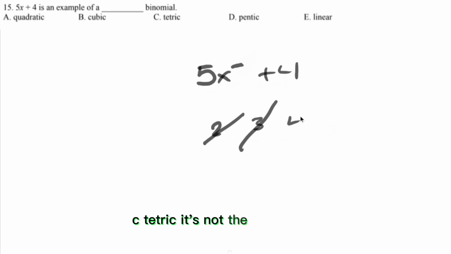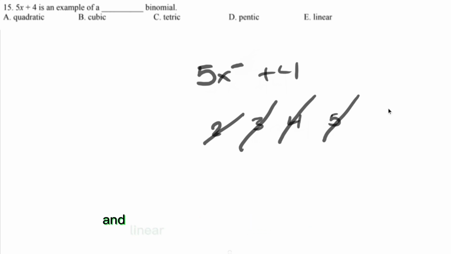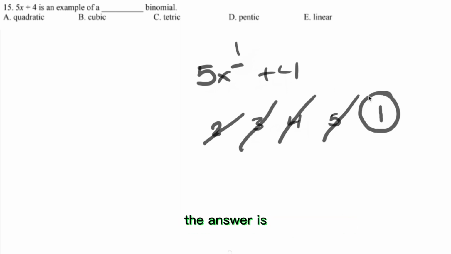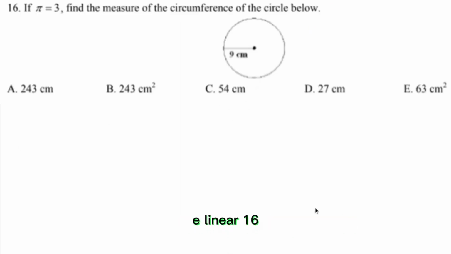C, quartic, it's not to the power of 4, so it's not that. D, quintic, it's not to the power of 5, so it's not that. And E, linear, that would be to the power of 1. Since there is no written power here, that means it's automatically to the power of 1, which means the answer is E, linear. 16. If pi equals 3, find the measure of the circumference of the circle below.